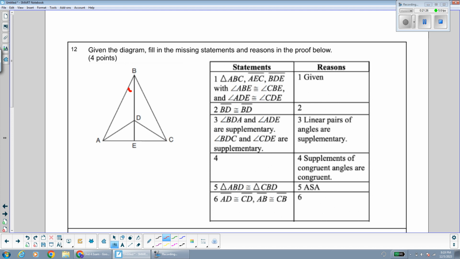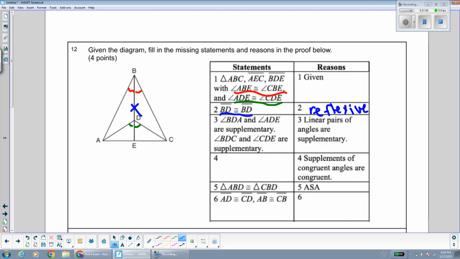So we have angle ABE congruent to angle CBE. So that's right here, and I marked it in the diagram. And we have angle ADE congruent to angle CDE. And we're also told in step 2 that BD is congruent to itself. And I know that anytime anything is congruent to itself, that is the reflexive property.